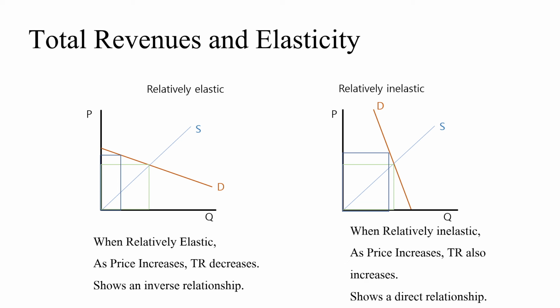However, when the demand is relatively elastic, which means that the demand curve would be more horizontal, the total revenue would decrease as price increases. We can see that directly from the picture. In a relatively elastic situation, the green rectangle is bigger than the blue rectangle. So as price increases when relatively elastic, total revenue decreases, showing an inverse relationship. The same goes for when price decreases.